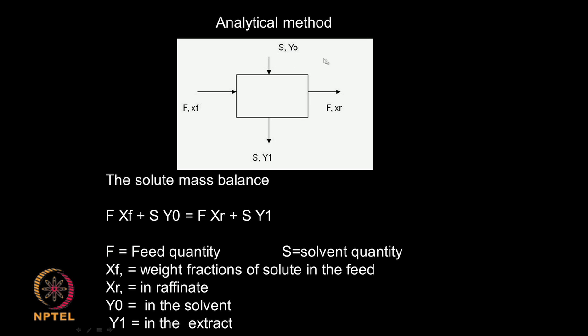So, we can do a mass balance of this particular unit. So, 2 inputs equal 2 outputs. So, mass balance for the solute: F into XF plus S into Y naught gives you F into XR plus S into Y1, correct. So, if your feed solvent is fresh, that means it will not have any solute, then Y naught could be 0, and you will have only these terms, this will not be there. So, it is very simple.